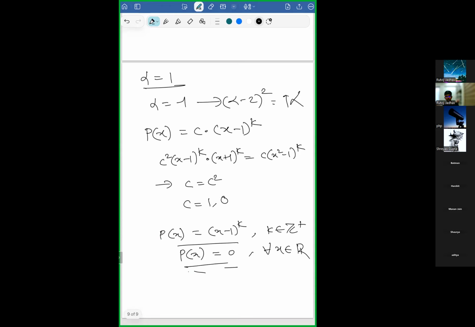Does anyone have any doubts or something to say? Why is k non-zero? Sorry, why can't k be 0? K can be 0, but if like, oh, it's my bad. K can be 0. It is positive integers including 0.